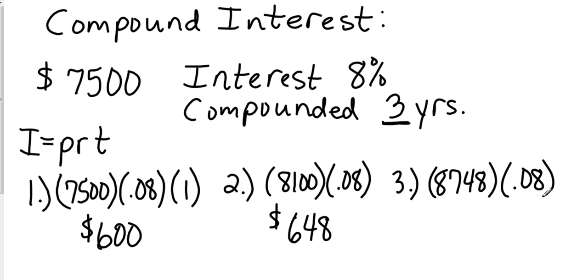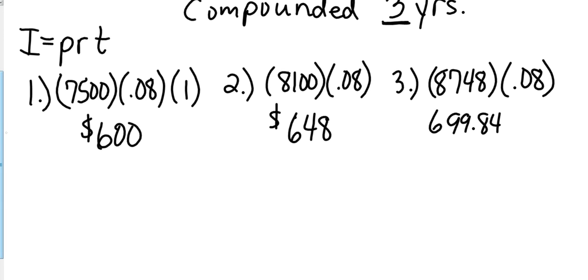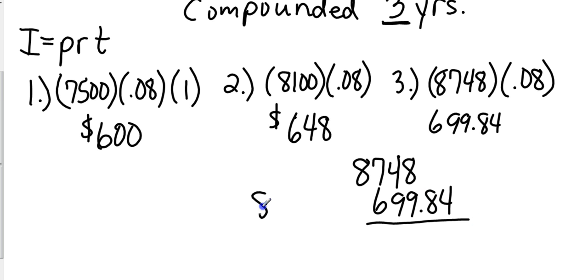Get my calculator here. 8,748 times 0.08. Let's try that again. 8,748 times 0.08. And that comes out to be 699.84. So if you wanted to know how much we had at the end of 3 years, you're going to take your 8,748, and you're going to add to that the 699.84 for a grand total of, let's do this real quick, we got 17, 14.